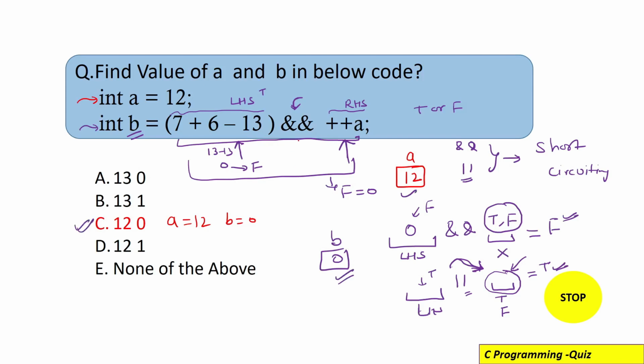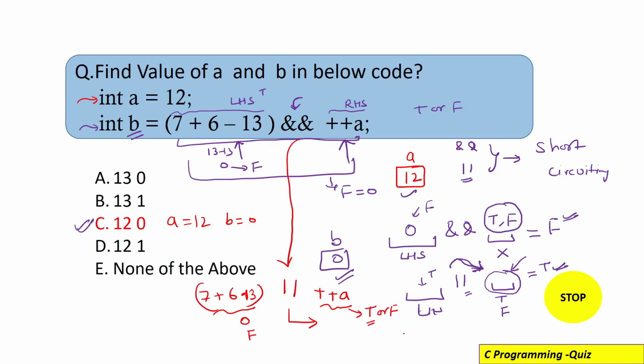Now you can also find the answer if, in place of this double AND, you had used OR. That means 7 plus 6 minus 13 OR plus plus A. So in this case, what will be the answer? Here you can see this will be 0, that means this is false. Now if you evaluate this right side, then you can get true or false. In case of OR, if you got true here, then the final answer will be true. But if you got false here, then the final answer will be false.